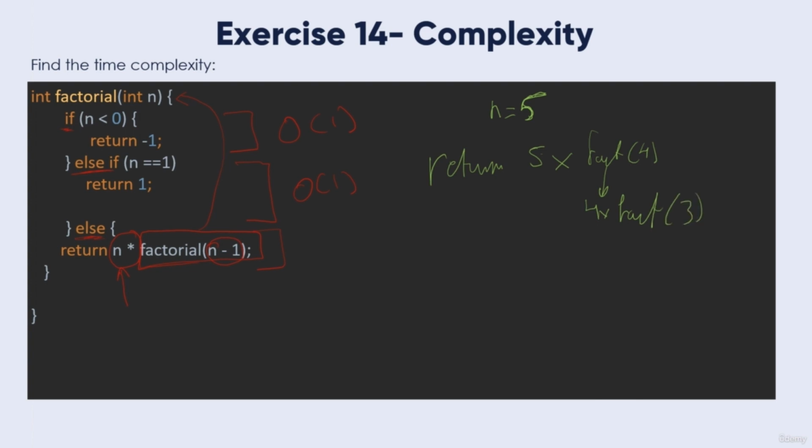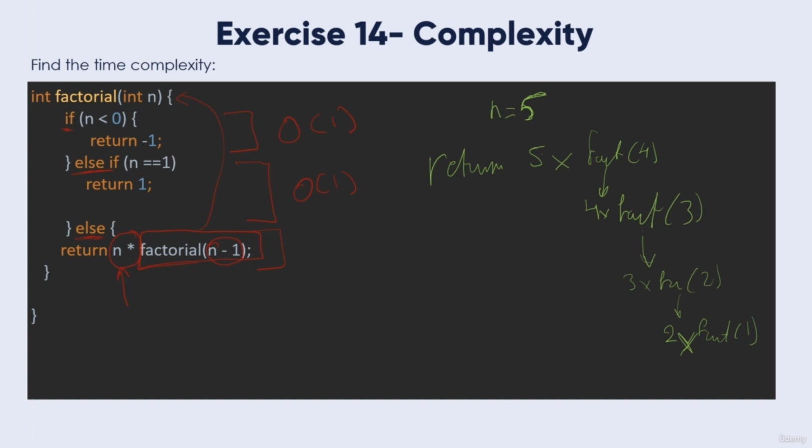Factorial of 3, it will go up again, check with less than 0, equal to 1, or else return n times factorial of 2. So 3 times factorial of 2. Factorial of 2: less than 0, no. Else if equal to 1, no. Return 2 times factorial of 1. So it is 2 times factorial of 1.